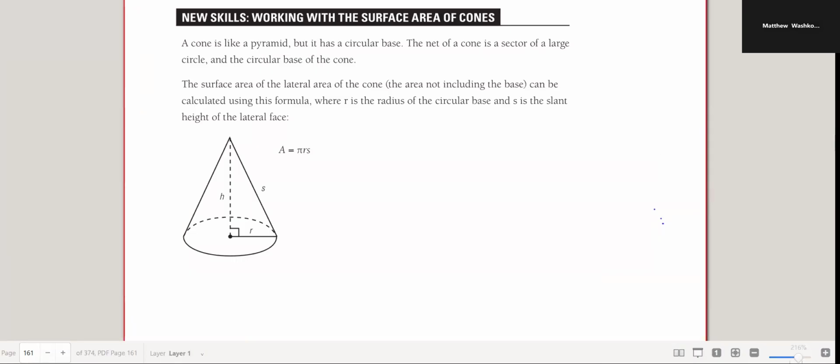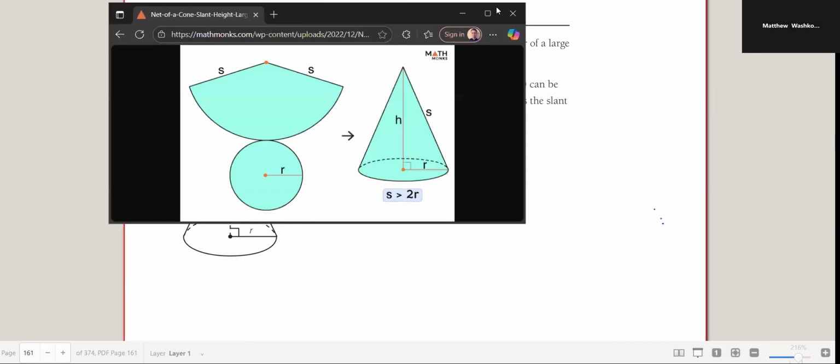Cones. So a cone is like a pyramid, but it has a circular base. And the net of a cone is a sector of a large circle and the circular base of a cone. What? Huh? So here's what a net of a cone actually looks like. This is what a net of a cone looks like.